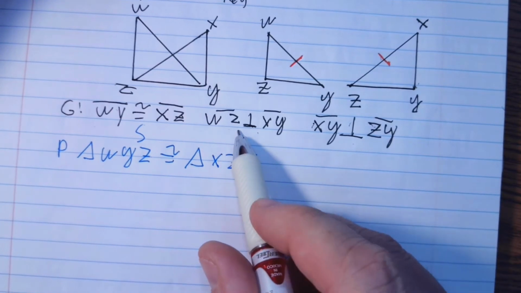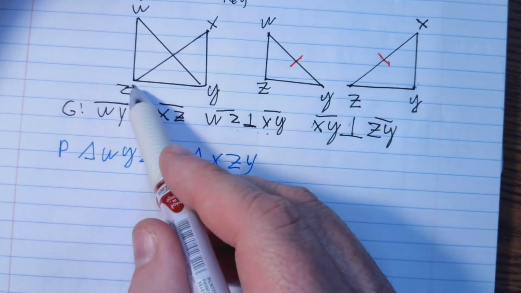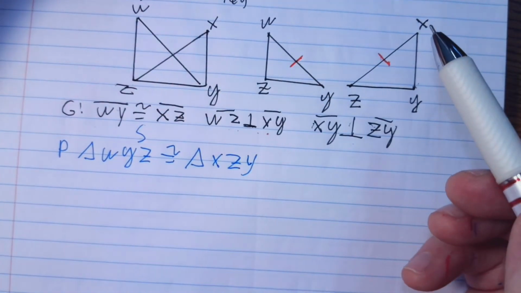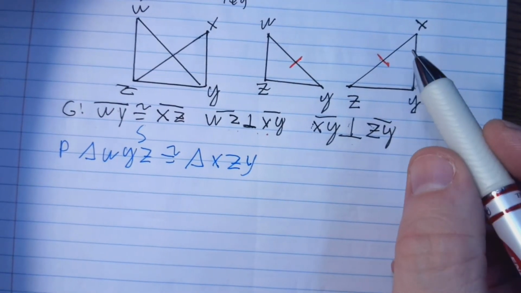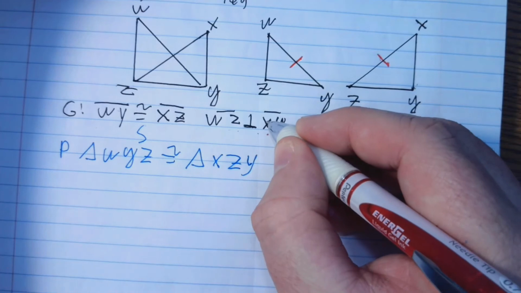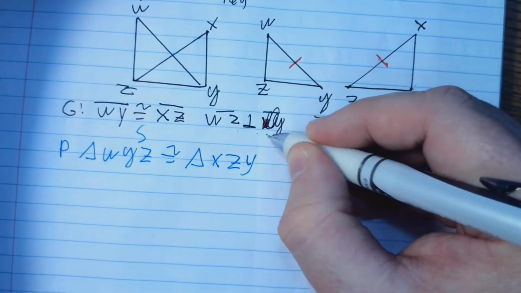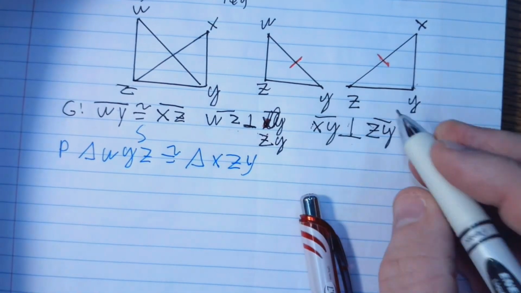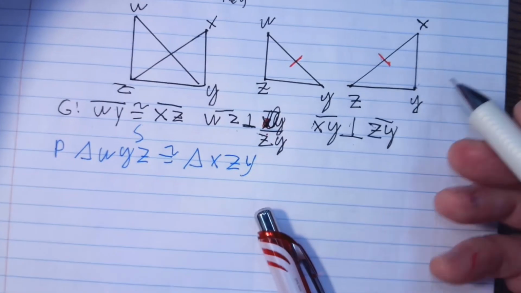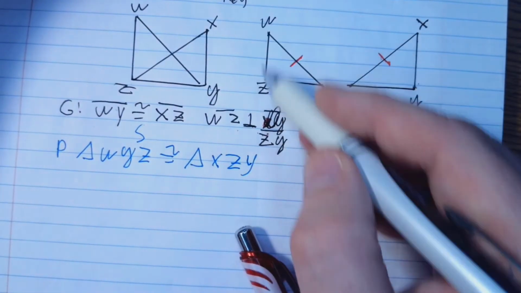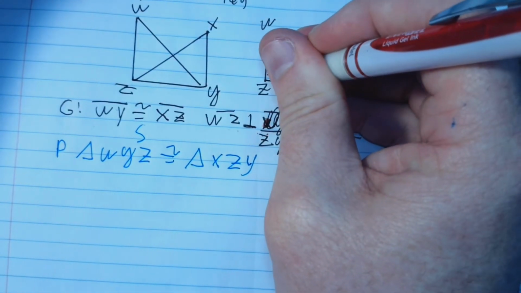And WZ is perpendicular to XY. WZ is perpendicular to... Did I write that right? I don't think I wrote that right. So let's fix this. This is not supposed to be X. This is supposed to be... That's what I get for going fast. This is ZY. So let's fix that. Okay. So WZ is perpendicular to ZY. So that means that this is going to be a right angle, yeah?